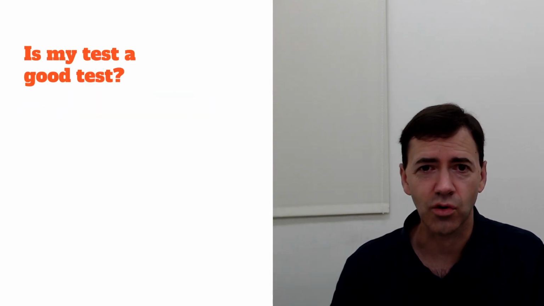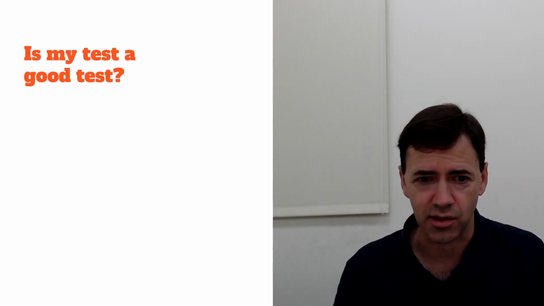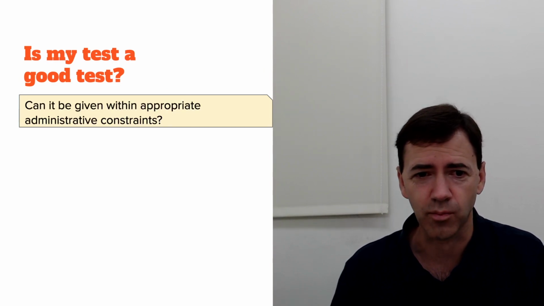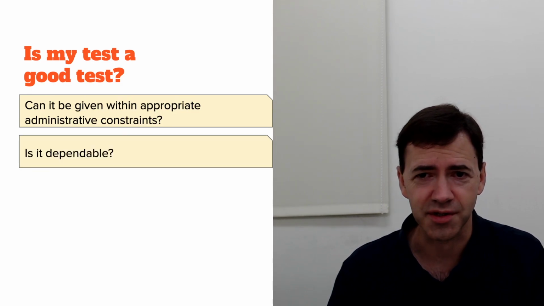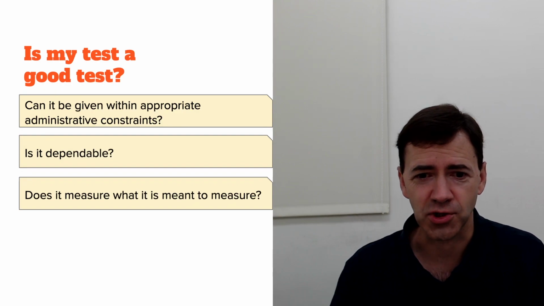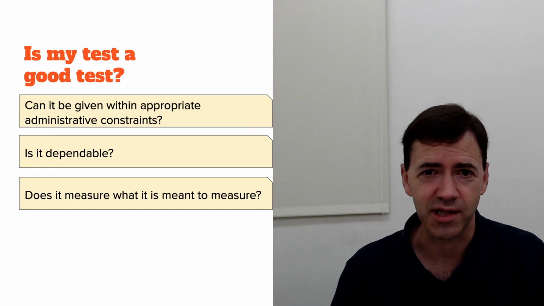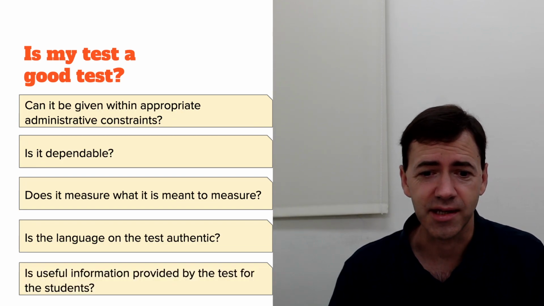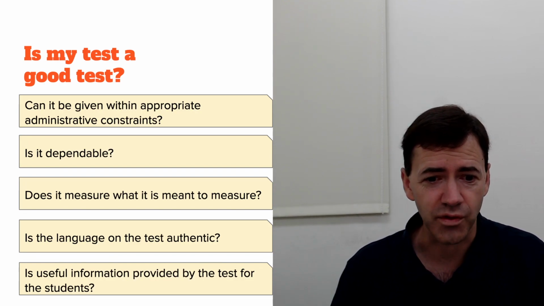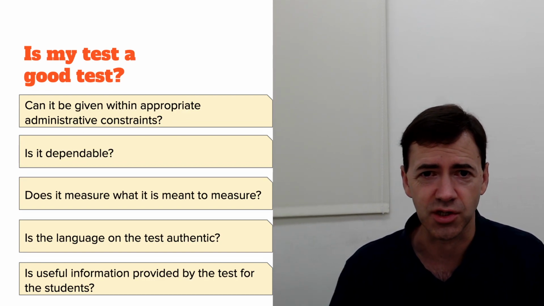Okay, so questions you can ask yourself when you create a test to see if it's reliable or not. All right, so let's go through these. Number one, can it be given within appropriate administrative constraints? 2, is it a dependable test? 3, does it measure what it's meant to measure? This is key. Okay, we're going to talk about this again when we get to the next principle. Is the language on the test authentic? And is useful information provided by the test for the students? So when they get their grades or when they get the feedback, is that actually something that the students can use?